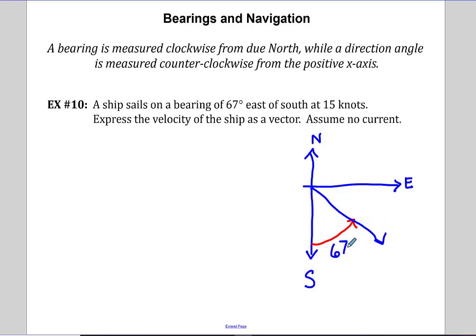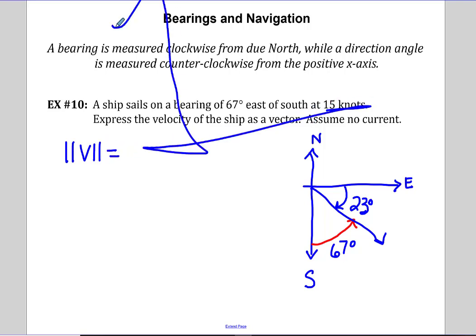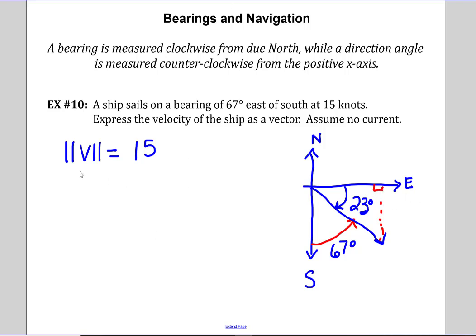So if this is 67 degrees, then our direction angle is 90 minus 67. So our direction angle is 23 degrees. And we could say that the magnitude of the ship is going to be its speed, which is 15 knots. So the magnitude is 15. That's the hypotenuse, and here's our right triangle. And we know our theta, our direction angle, is 23.